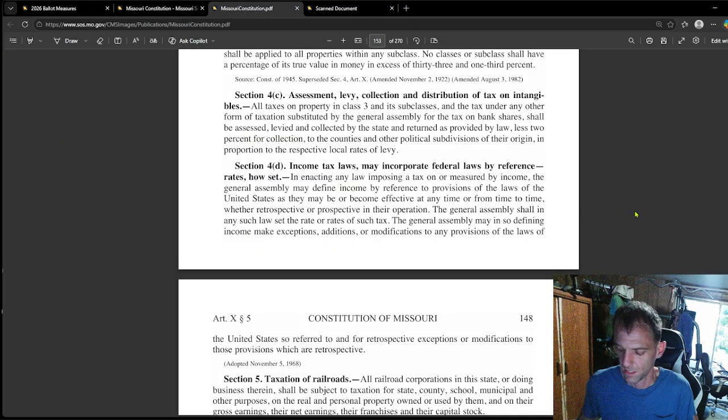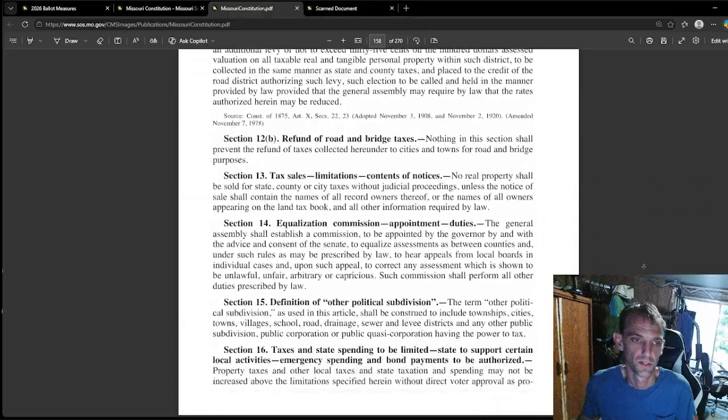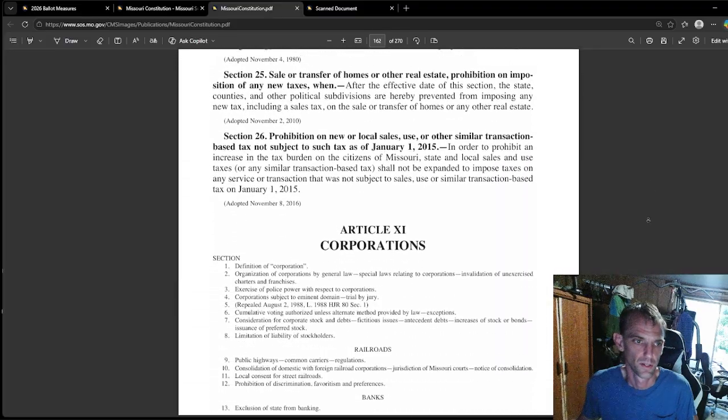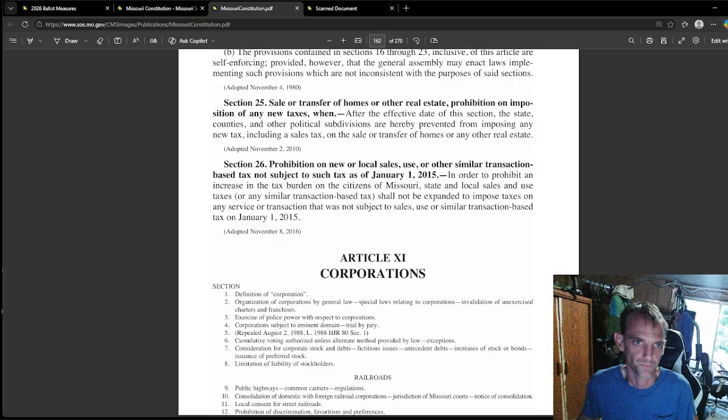All right, now we need Section 26. Section 26. Prohibition on new or local sales, use, or other similar transaction-based tax not subject to such tax as of January 1st, 2015. In order to prohibit an increase in the tax burden on the citizens of Missouri, state and local sales and use taxes, or any similar transaction-based tax, shall not be expanded to impose taxes on any service or transaction that was not subject to sales, use, or similar transaction-based tax on January 1st, 2015.